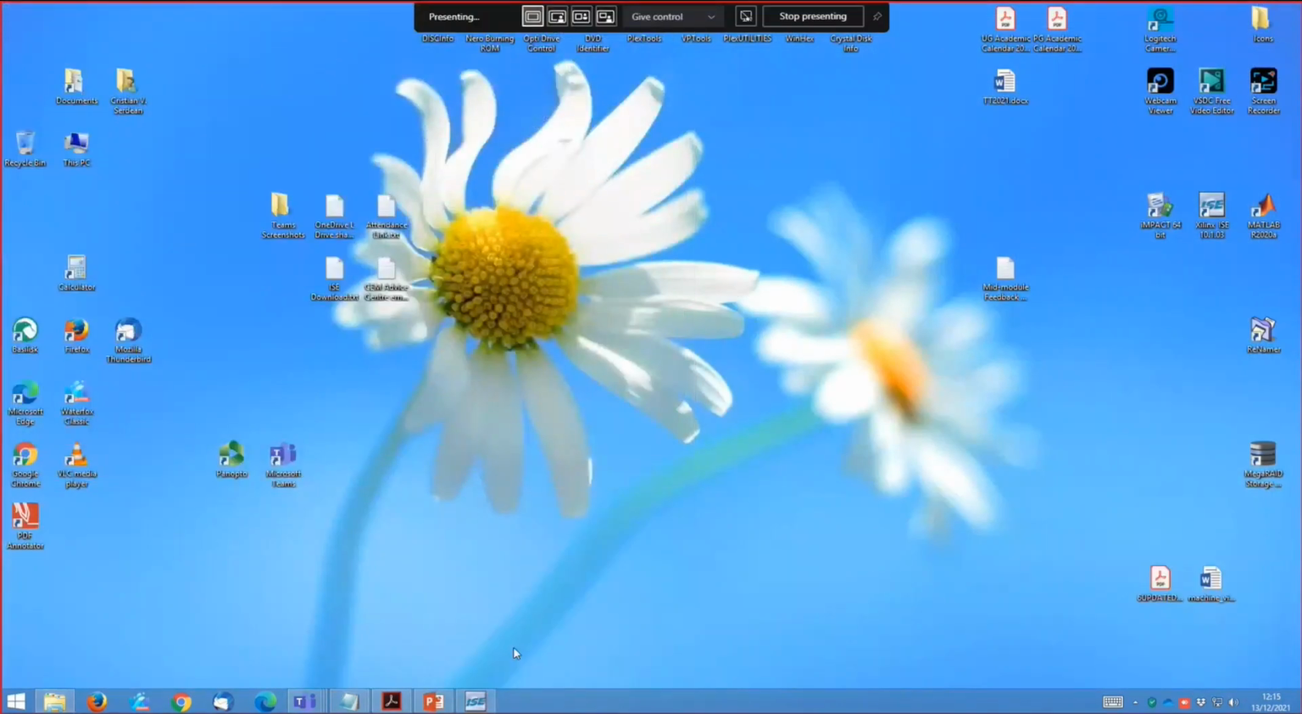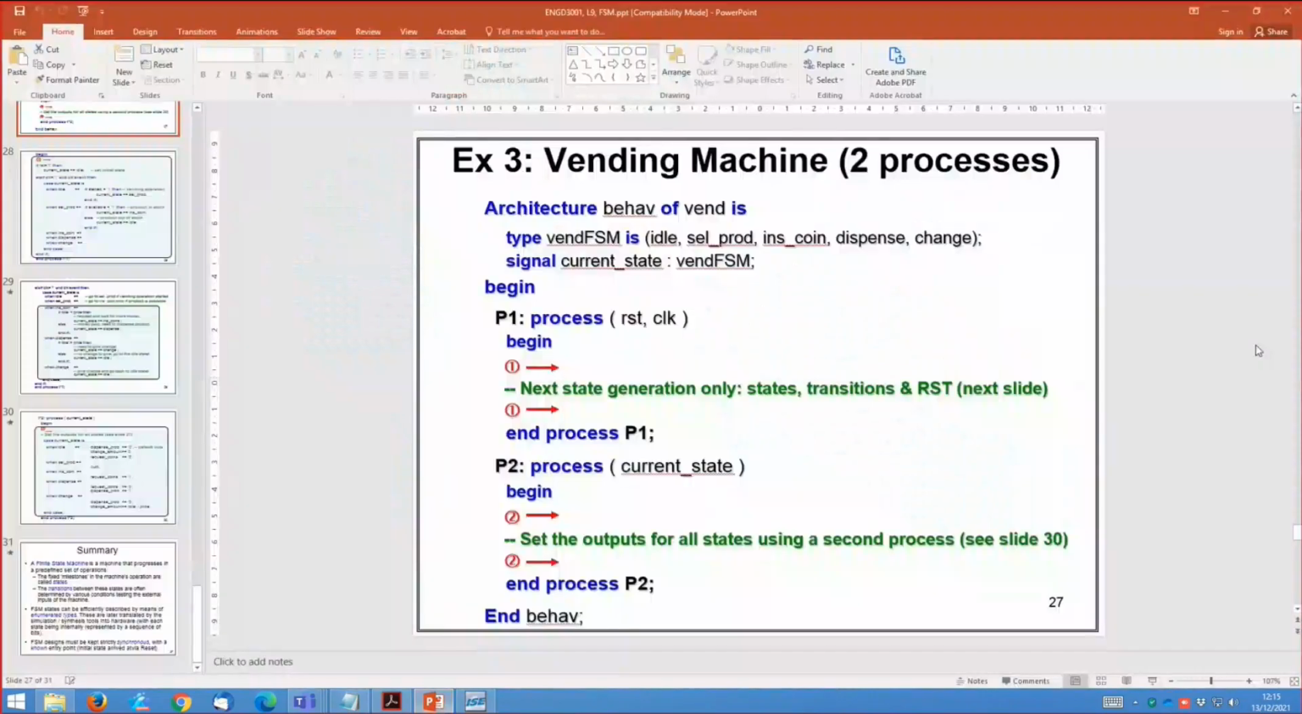So let's start by looking at our lecture number 9 on finite state machines. Essentially, as I said, it's slide 27 to 30, which shows the example of a two-process implementation. The skeleton would be, as you can see here on slide 27. So in the definition area of the architecture, we are going to create the new enumerated type and then create the current state of that type.